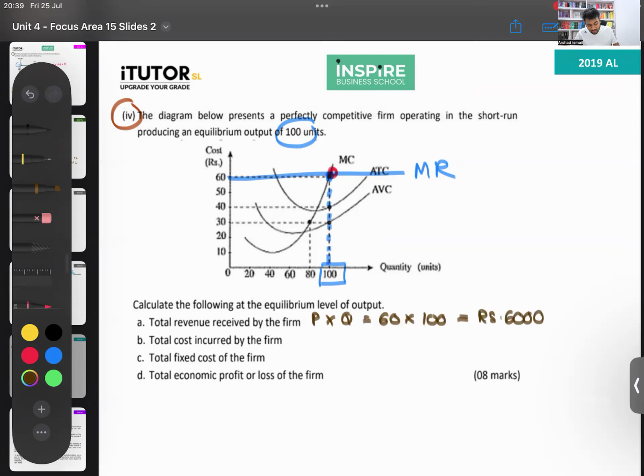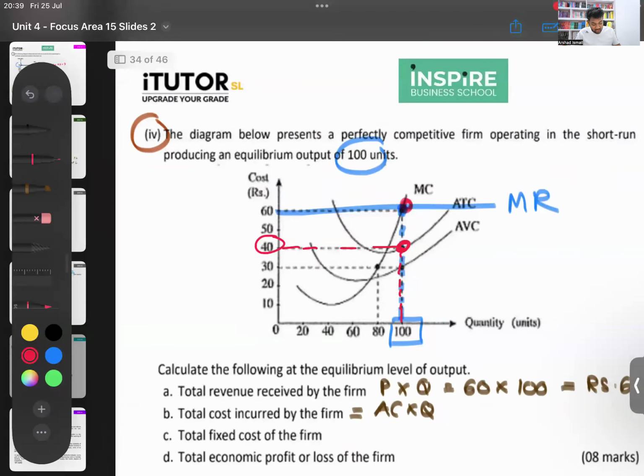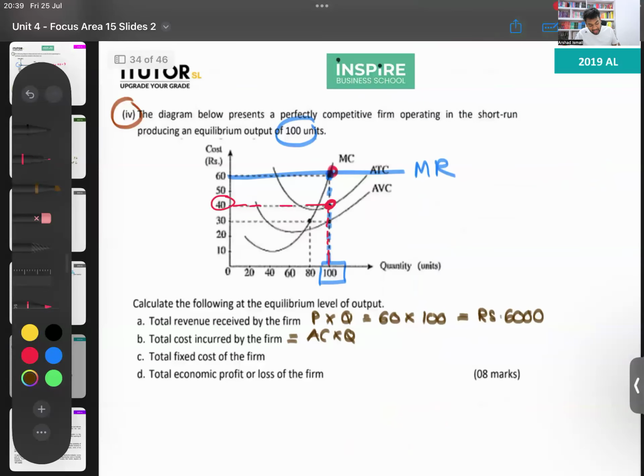How much is your total cost? Remember, I told you, we will find average cost now. So at 100 units, now read the graph. At 100 units, how much is my average cost? I'll put that in red. Draw a line to your average total cost here. This is where the dot meets. And then I connect it. I get average total cost is 40. Average cost is 40. Number of units is 100. My total cost is then 4,000.